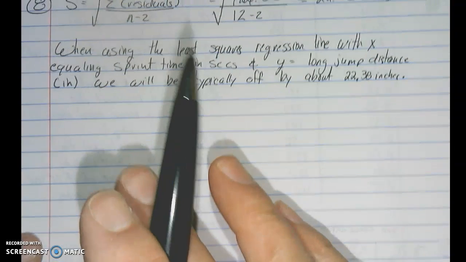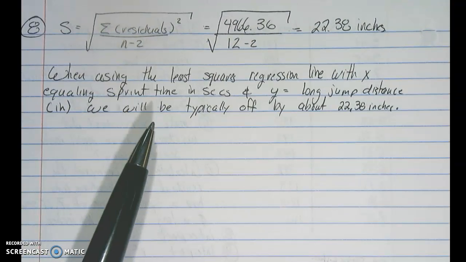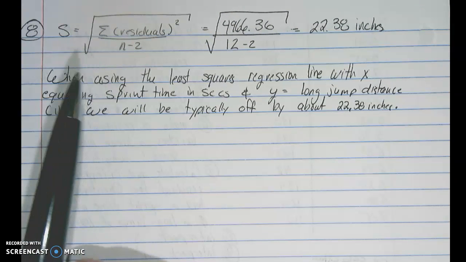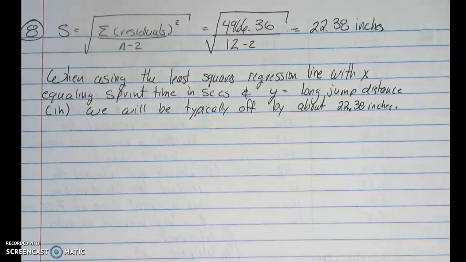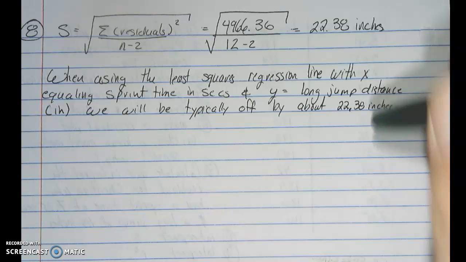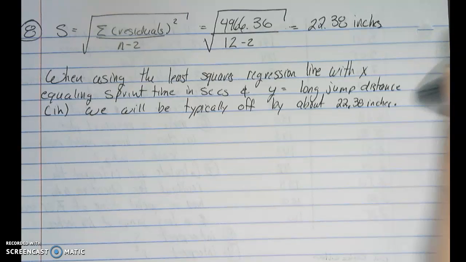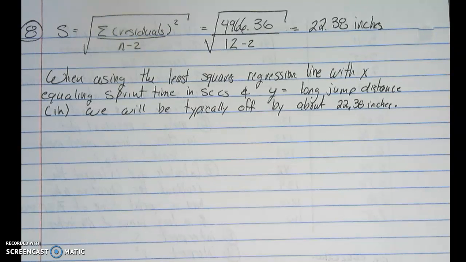So when we're recording or stating our conclusion using our standard deviation, we'd state something like, when using the least squares regression line with X equaling sprint time in seconds and Y equaling long jump distance in inches, we'll be typically off by about 22.38 inches. And I don't care if you repeat this over and over again for all the questions, that format, it's the easiest thing to do. Okay?